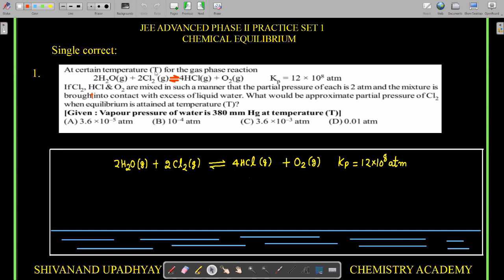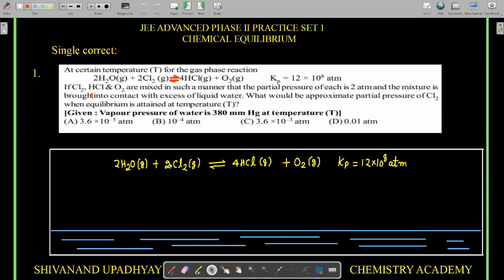At certain temperature T for a gas phase reaction, the reaction is given here. The equilibrium constant Kp is 12 into 10 to the power 8 atm. If Cl2, HCl and O2 are mixed in such a manner that the partial pressure of each is 2 atm and the mixture is brought into contact with excess of liquid water, what would be the approximate partial pressure of Cl2 gas when equilibrium is attained at temperature T, given the vapor pressure of water is 380 mm of mercury at temperature T?